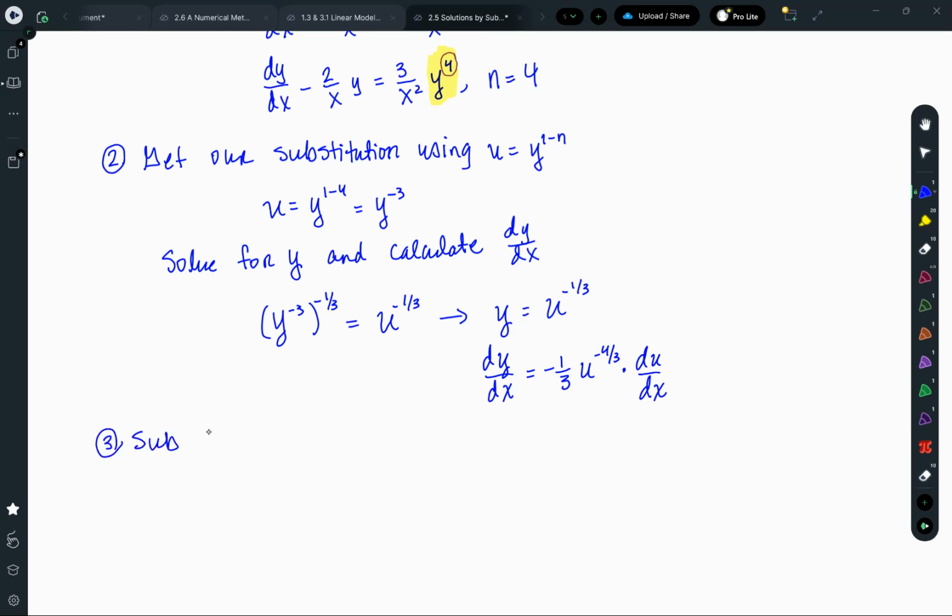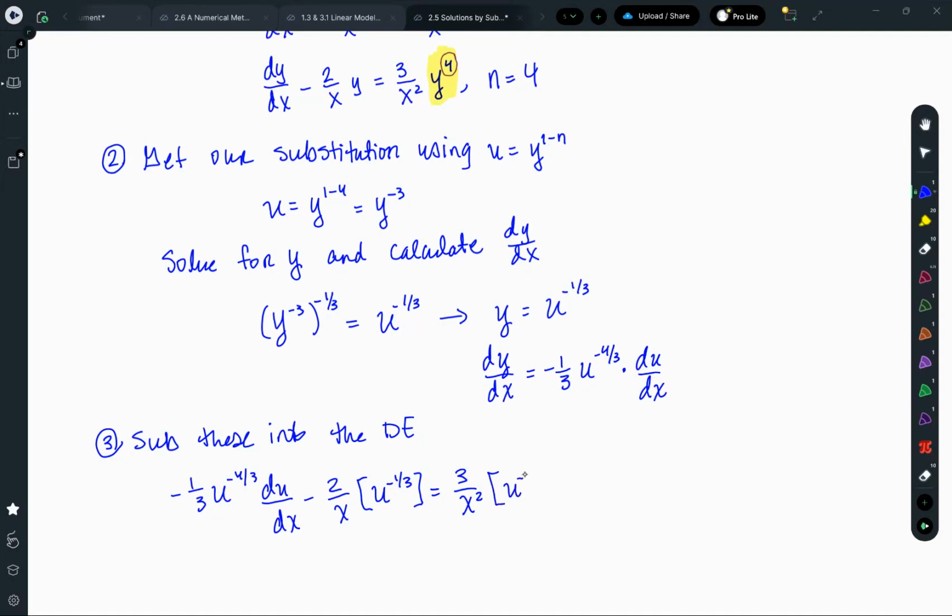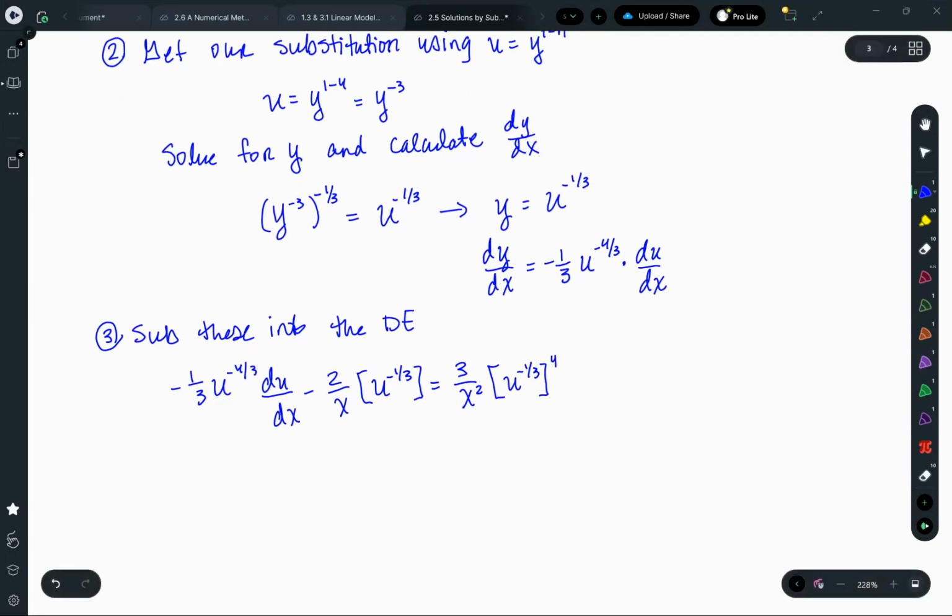So we're going to sub these into the DE. dy/dx gets replaced with negative 1/3 u to the negative 4/3 du/dx, minus 2 over x, that stays the same, but the y is now u to the negative 1/3. This is equal to 3 over x squared. The y to the 4th, well, y is u to the negative 1/3, and then that's going to get raised to the 4th power. Okay.